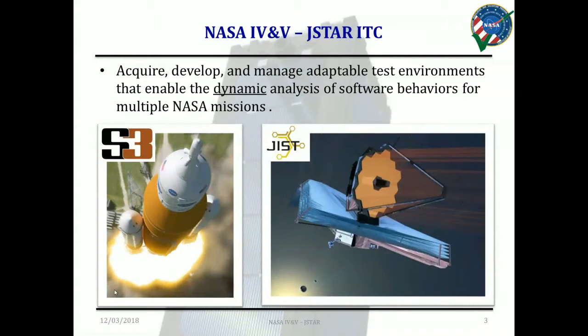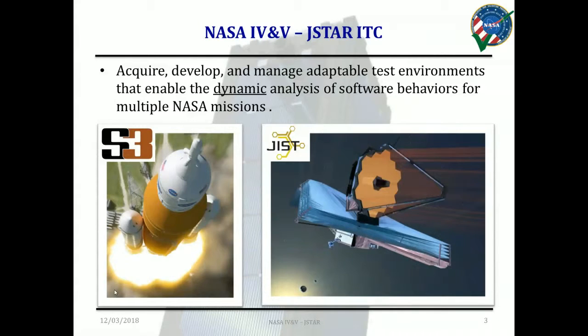So a little bit of background about the group that I work for. I work at the NASA IV&V facility in Fairmont for the JSTAR Independent Test Capability Team. Our mission as a team is to acquire, develop, and manage adaptable test environments so that the IV&V analysts at the facility can do dynamic analysis on the software behaviors for quite a few large NASA missions. And I've got just two examples of simulators that we worked on.